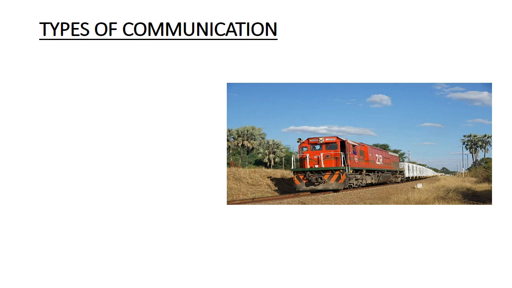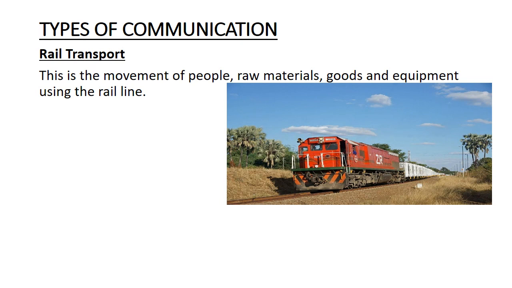What is rail transport? Rail transport is the movement of people, raw materials, goods, and equipment using the rail line. In this picture, this is the rail line, and this equipment on top of the rail line, as we all know, is a train, right? So this is rail transport. Okay, so what are the advantages of rail transport?